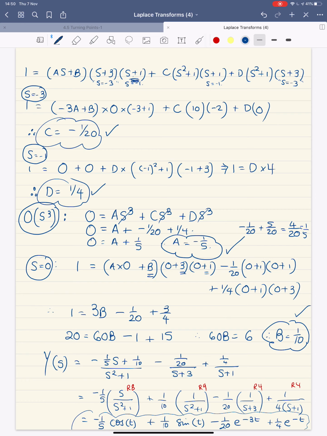I'm sorry, I keep putting these equals in when I shouldn't. Now it's y of t equals that. And that concludes that one. So you need to be good at partial fractions. That's all I'm saying.